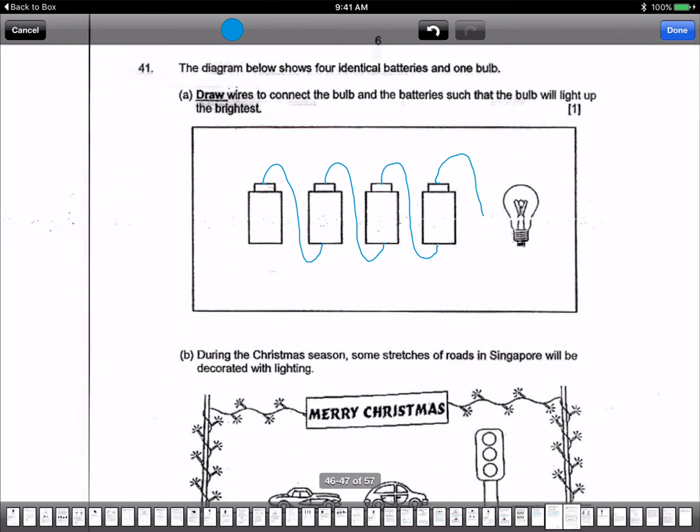Okay, so one wire connected to the metal casing and then the other wire connected to the metal tip and go to the negative end. Okay, like that. That's the correct answer. So it has to be series. Now in this case, can you see that the batteries are in series? Batteries in series, then you get the brightest light bulb. If it's parallel, it will not be brightest. I'm talking about batteries, huh? Alright.